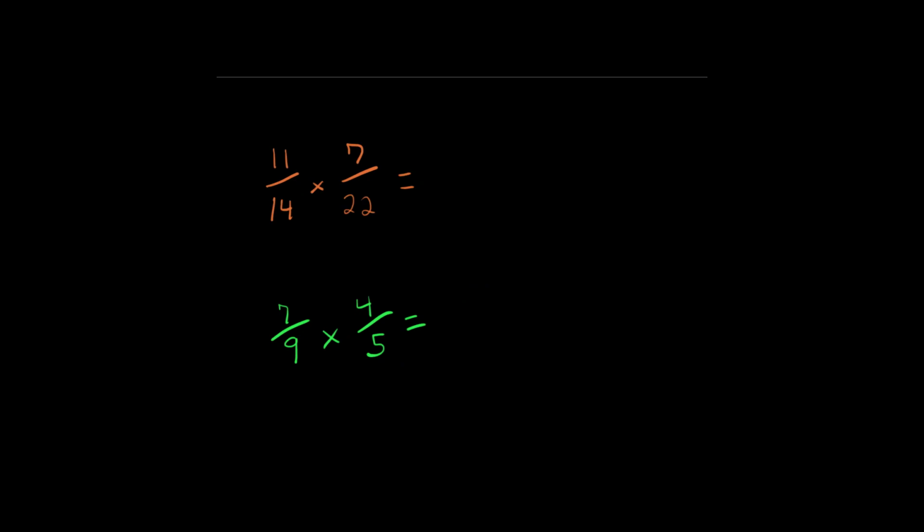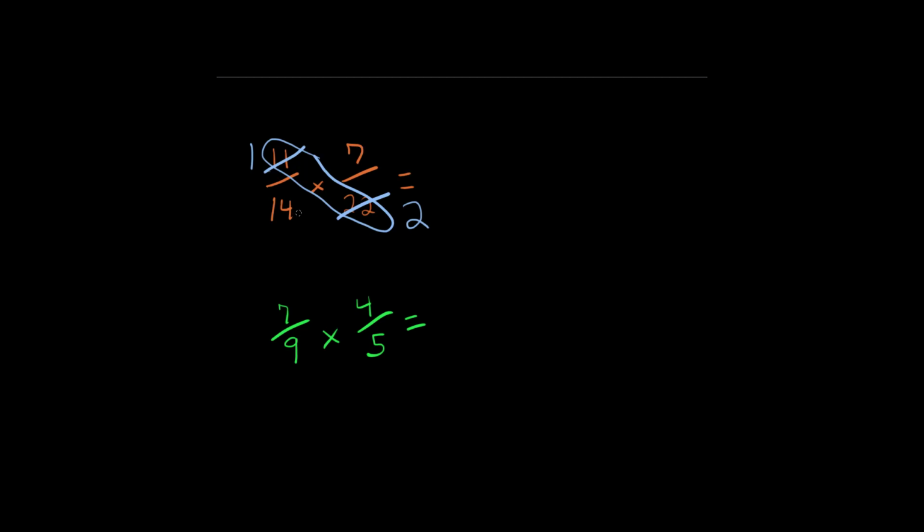All right, so let's look at the one in orange. So here's another example where this would be a very possibly difficult problem. 11/14 times 7/22. We can save ourselves a lot of work by cross-canceling. So we can do it twice on this one. So let's take a look at our 11 and our 22. We can divide both of those by 11. 11 divided by 11 is 1. 22 divided by 11 is 2.